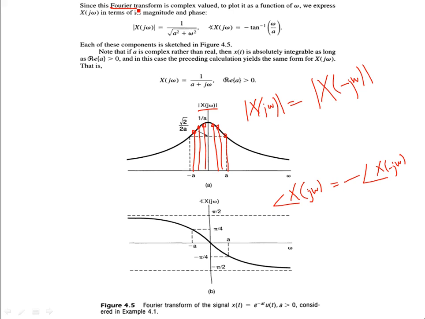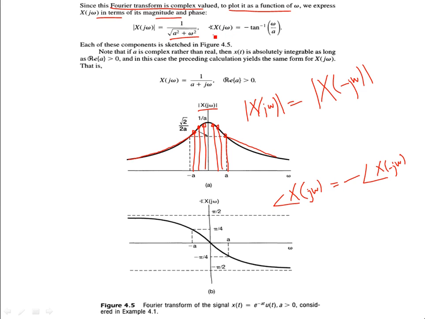Since the Fourier transform is a complex valued quantity, to plot it as a function of omega, we express X(jω) in terms of magnitude and phase. So this is the magnitude, and you can see as omega tends to infinity, your magnitude response is dropping, right? So high frequencies are not contributing much. It's a low pass signal. Basically, the frequency content is predominantly more dominant around DC. So you can say that this is centered around DC.